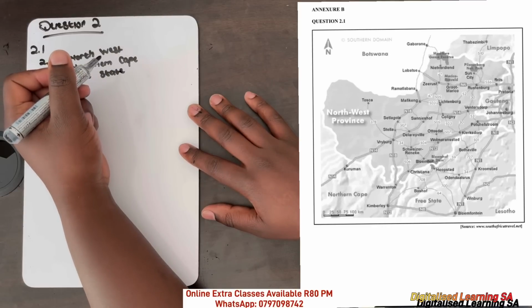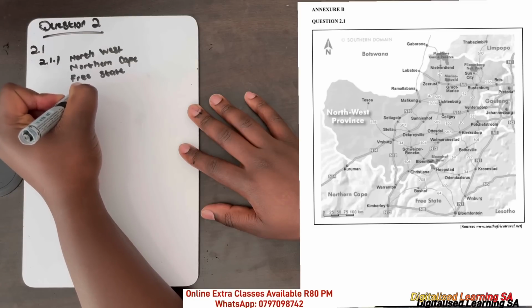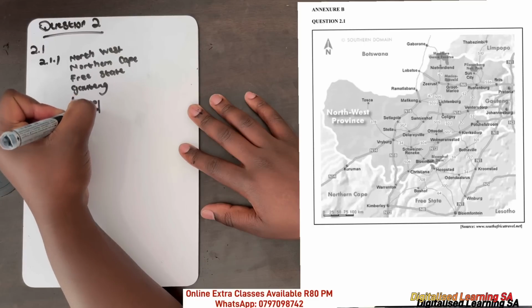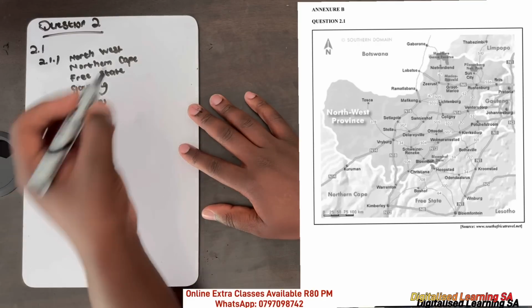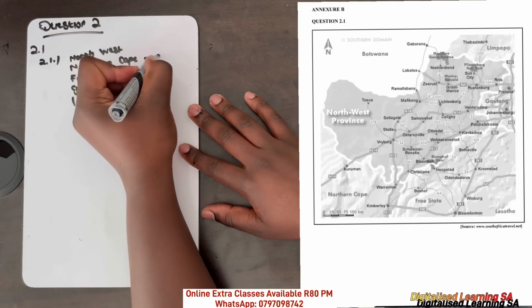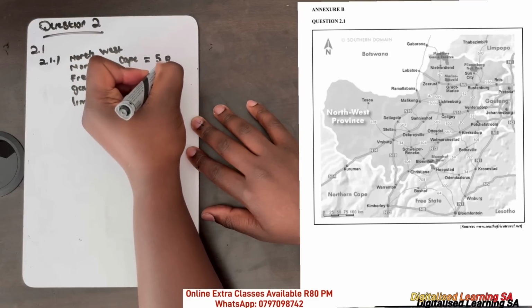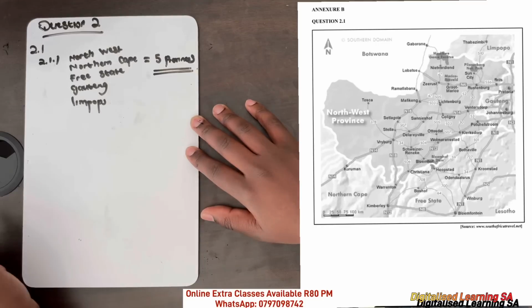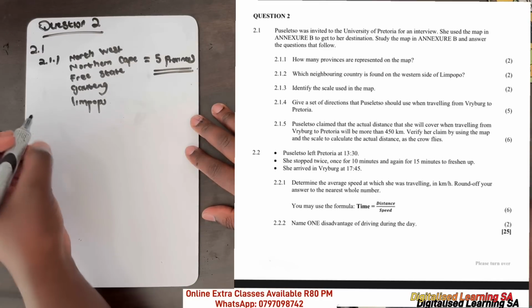If we move up, we'll see Gauteng, and then Limpopo, meaning that we have 1, 2, 3, 4, 5. Our answer will be 5 provinces. Okay, now let's move to our next question, which is question 2.1.2.